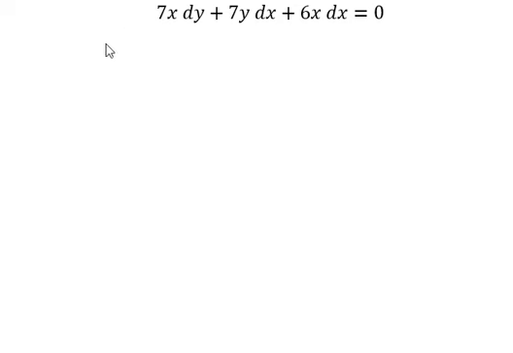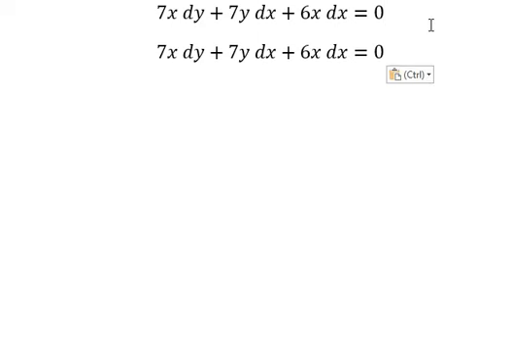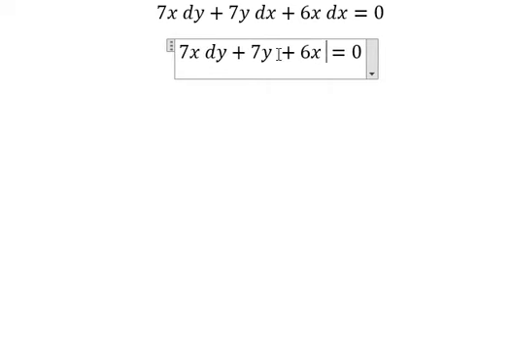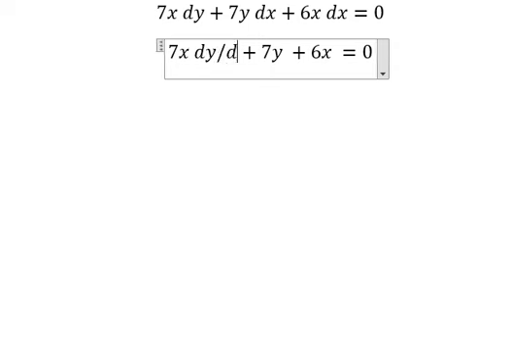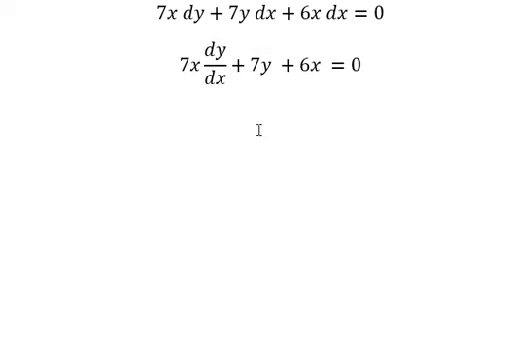So today I will show you how to answer this one. We need to divide both sides by dx. So we have y over x. They are degree number 1. So this is about homogeneous.